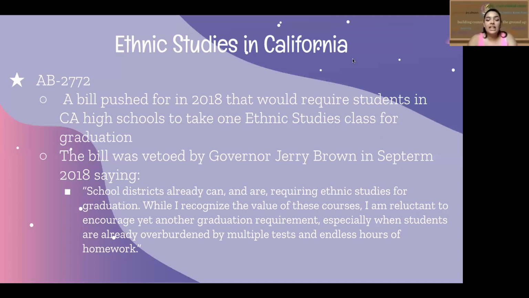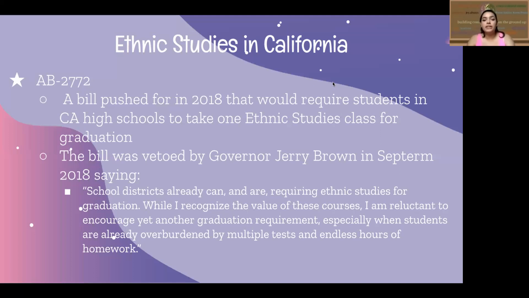So this is a good point by Governor Jerry Brown that students in high schools are very overwhelmed with the requirements for graduation, requirements to apply for colleges, and all of these other things. But ethnic studies is something important enough that it should be implemented into these requirements. So we need to see how things can be changed in order to get it in there without putting more burden on the students.